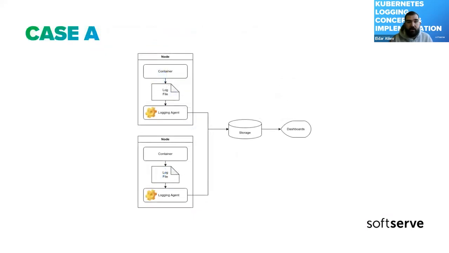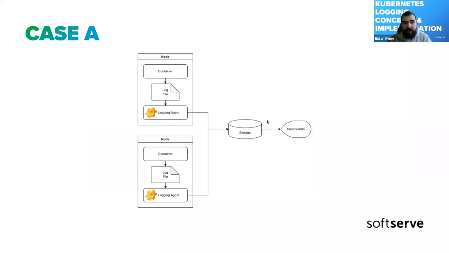Let's take a look at specific logging cases that are based on, for example, the size of your infrastructure, your possibilities, and the amount of logs. The simplest way is presented here. For example, you have multiple nodes in your Kubernetes cluster and multiple different containers. Each container will generate a log file, and you will also have one logging agent per node. In Kubernetes, we can implement this with a daemon set, which starts one pod with the logging agent per instance. This logging agent will stream the logs directly to your centralized logging platform that acts as the storage here.